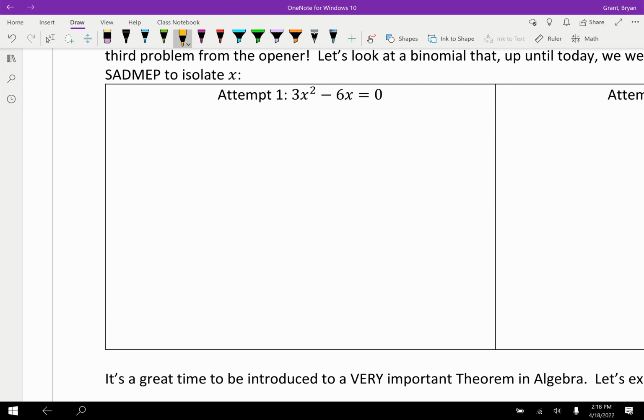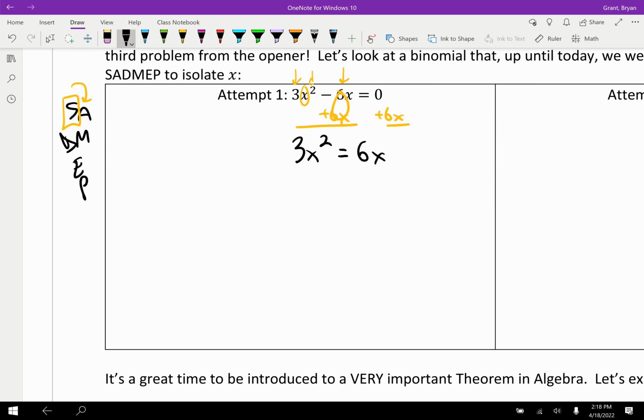So, first thing I'm going to do, I'm going to add 6x to each side. And it should make sense because there's this x which has a square that's an exponent, a 3 that's multiplying, and a 6x that is subtracting. So I'm just thinking through SADMAP here. And I undid my subtracting 6x by adding it. All right, this leaves me with 3 times x, which has a second power, equals 6x.